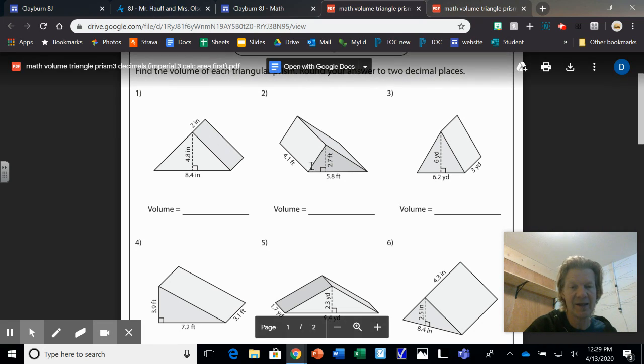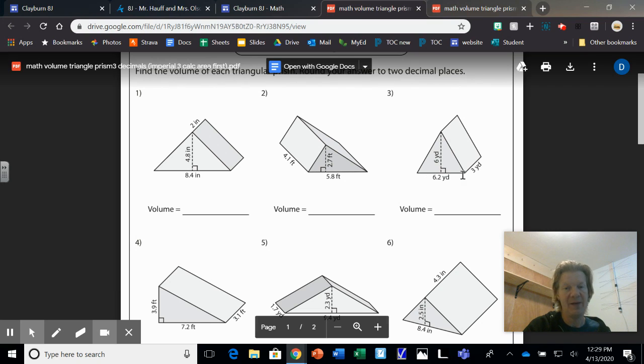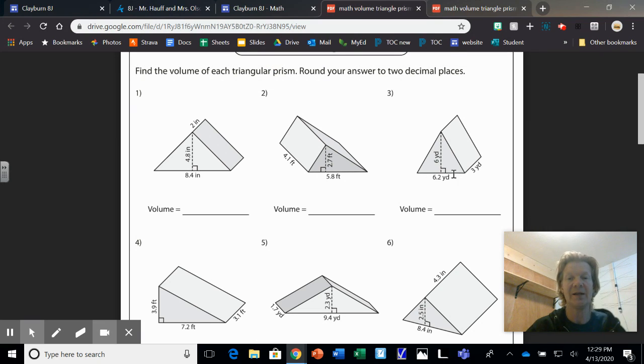Next one is exactly the same. We're going to go base times height divided by 2. So 5.8 times 2.7, divide that by 2, and that'll give you the area of this triangle, and then multiply that by 4.1. This one here, same thing. We're just repeating the same process again and again. So the base, the height, divide by 2. 6.2 is the base, times 6 is the height, divide by 2. That'll give you the area of the front triangle, and then multiply that by 3. And this is going to be yards cubed, which are like meters, but it's imperial. It's the American system rather than our metric system. So that's how to do that page.